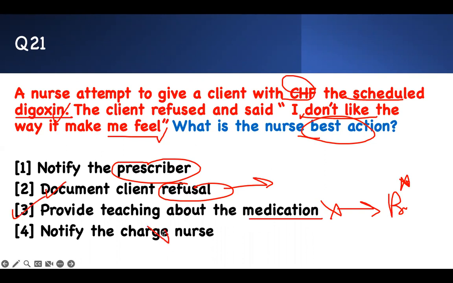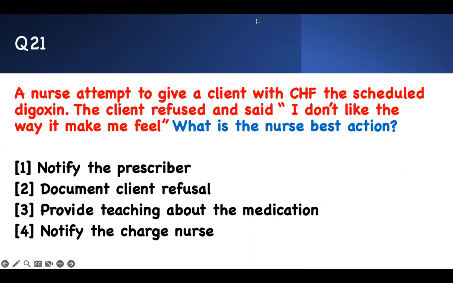Notify the charge nurse. He's not going to do anything. Charge nurse and prescriber, what? They're going to do the same thing you're going to do. Come and talk to the patient and say, please take it because it's for your heart failure. Why don't you do that? You are the nurse first before you call them. Number 3 is your right answer.